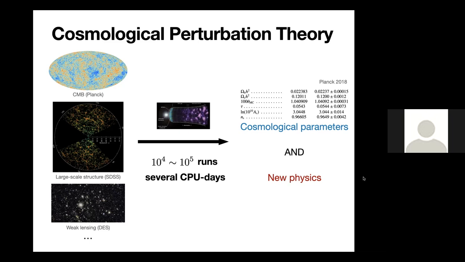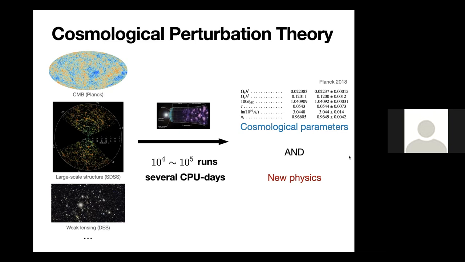Okay. So because they are crucially important in the interpretation of cosmological data, let's say we observe the universe, no matter if it's the CMB or the large scale structure or the weak lensing or some other probe. What we will do next is use this algorithm tens to hundreds of thousands of times to explore the landscape of the likelihood function of those observations, and then determine the cosmological parameters and hopefully hunt for new physics. This process of running the codes tens of thousands to hundreds of thousands of times typically will take several CPU days.